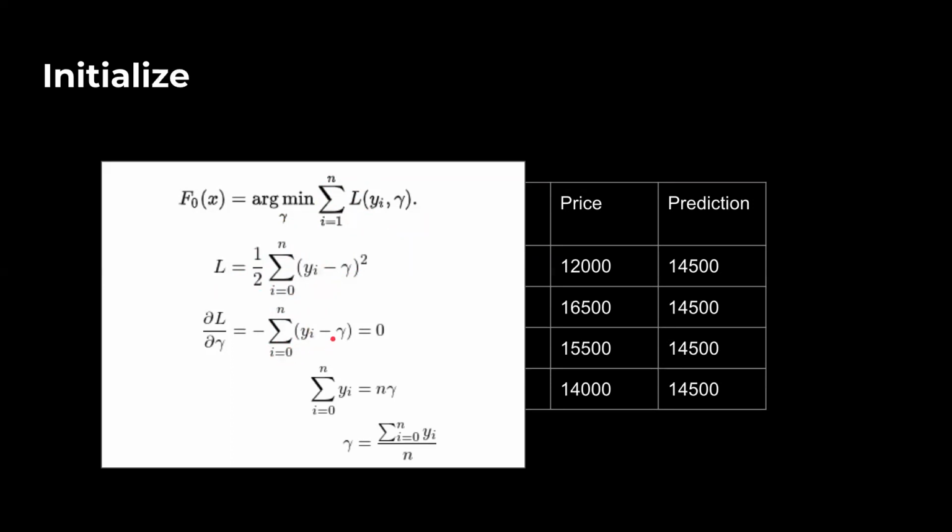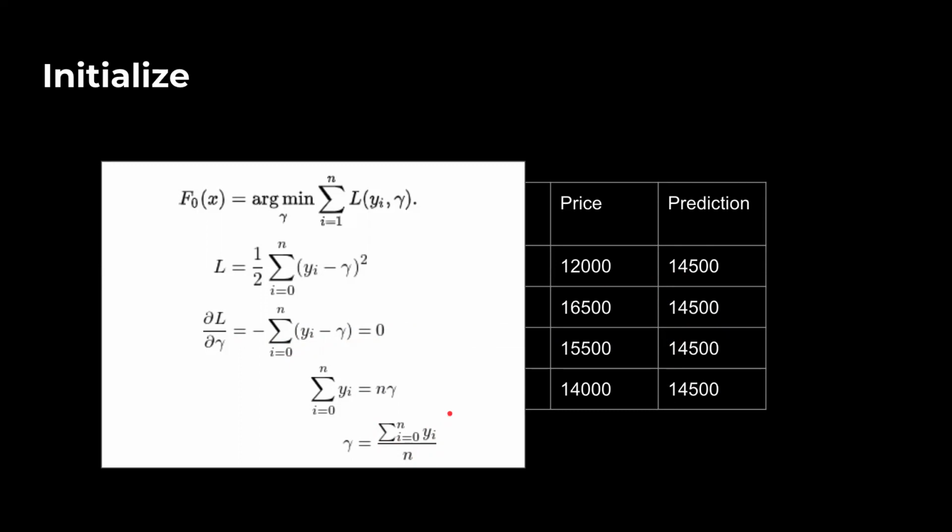Again, this is just simple calculus, but this is a derivative, and then we set that equal to 0, do some rearranging. Notice that gamma doesn't depend on i, again in this case because we have the same prediction for all of them. So we move that out and rearrange, and we get this value, which is basically the average of all the expected prices.